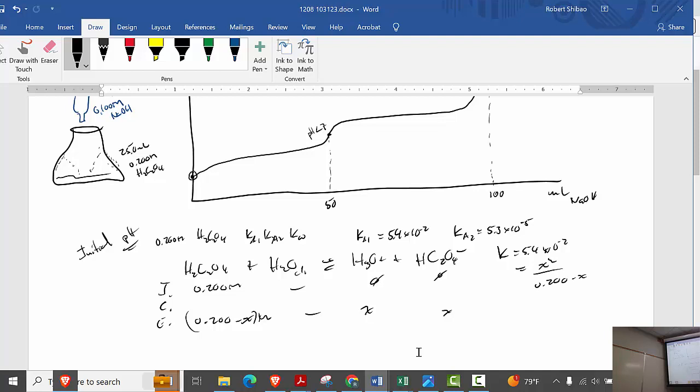over 0.200 minus X. We're going to go ahead and try the simplifying assumption. This is going to go to X squared over 0.200, which is going to give us an X value of, so I'm skipping some steps here, try to save some time. And so that's going to be 5.4 times 10 to the minus 2, or 0.054, I should have done that quicker, times 0.2. And then take the square root of that.